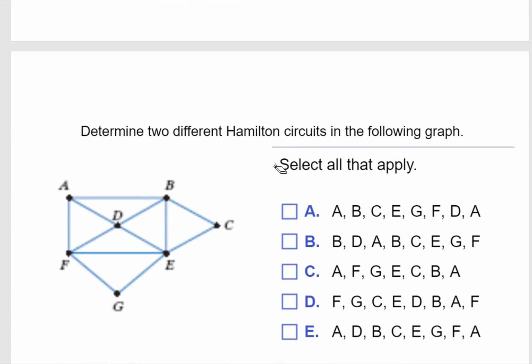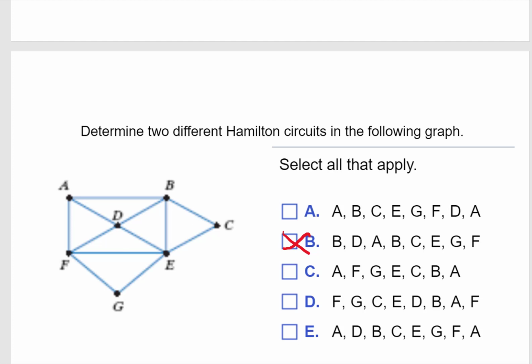Now we're going to do Hamilton circuits. And remember that Hamilton circuits start and stop at the same vertex. So let's take a look at the answers and see if I can eliminate any before I even begin. And I can eliminate B because I notice that it starts at vertex B and ends at vertex F, and that would not be a circuit.